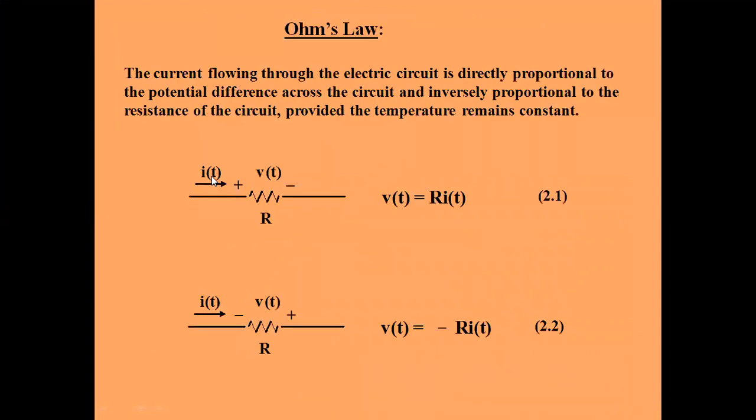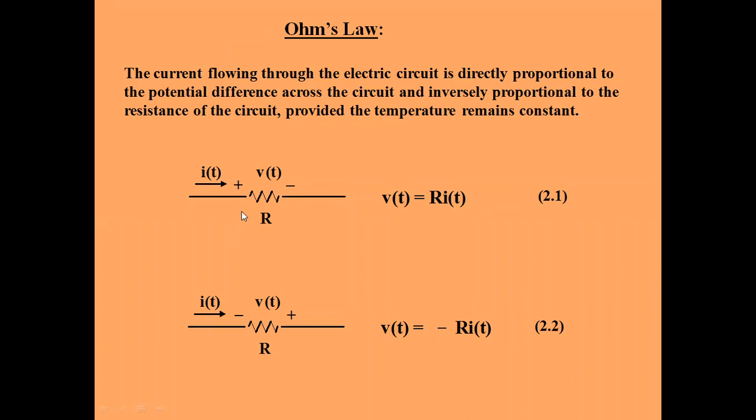So here we are discussing Ohm's law. The statement of Ohm's law is: the current flowing through the electric circuit is directly proportional to the potential difference across the circuit and inversely proportional to the resistance of the circuit, provided the temperature remains constant.